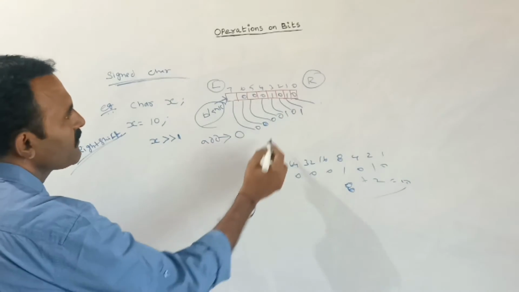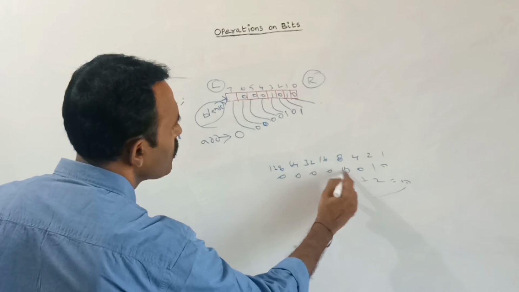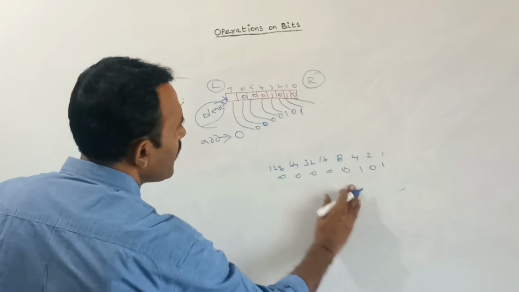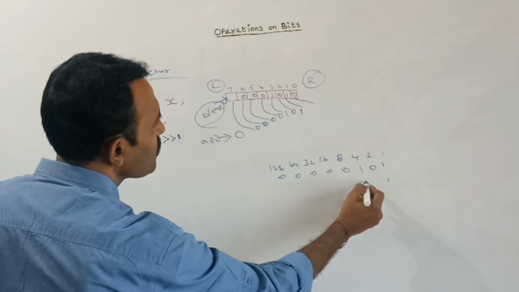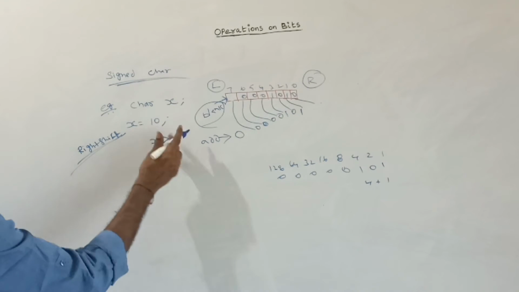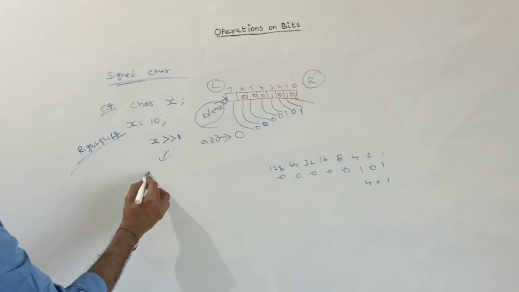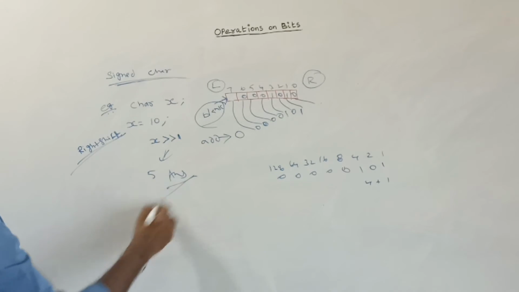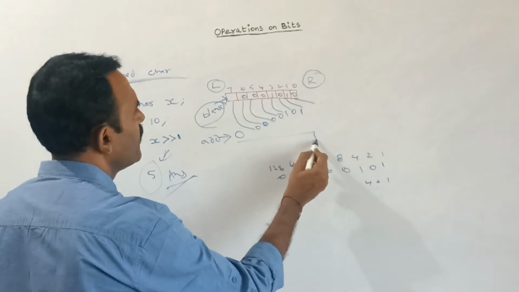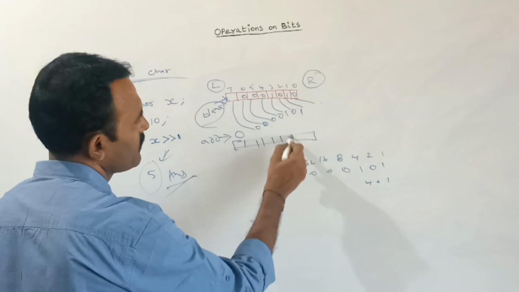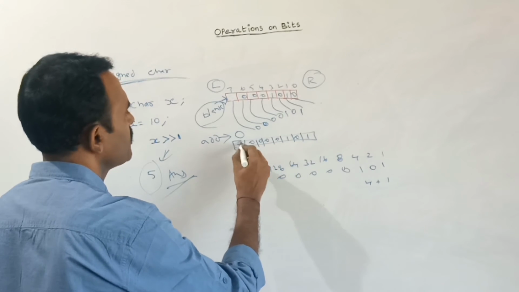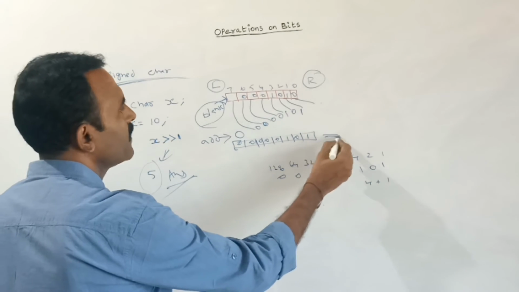So the binary value of this one is 1, 0, 1. The answer is 1 plus 4, 5. So if you are right shifting x of 10 by 1, then the result is how much? 5. The answer is 5. This is the decimal value 5. For 5, the binary value is 1, 0, 1. Remaining every bit value is 0. This is the binary value for 5.